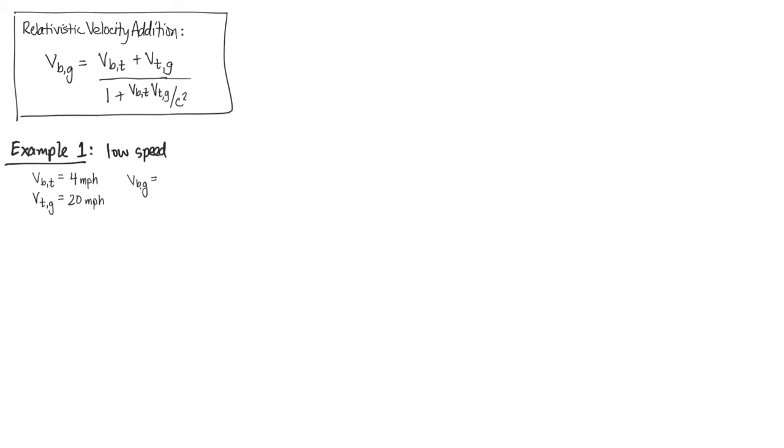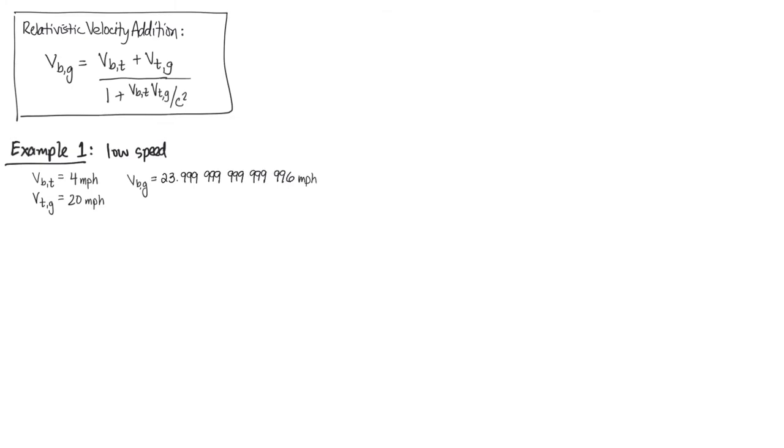Okay, so let's see for example number 1 what happens when we consider only objects moving at low speed. So the ball relative to the train is only a few miles per hour. The train relative to the ground is, say, 20 miles per hour. When you plug those numbers into this relativistic velocity addition formula, we get 23.5 point, and I'll just write it out because why not? 999, 1, 2, 3, 4 sets of 9s, followed by 2 9s and a 6 miles per hour.